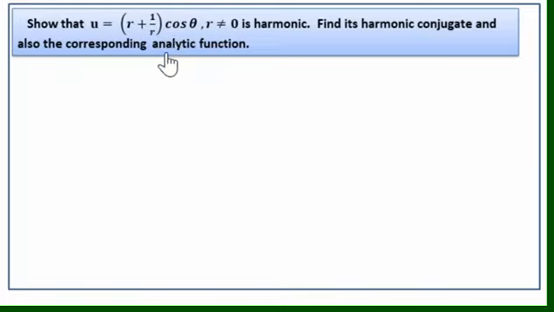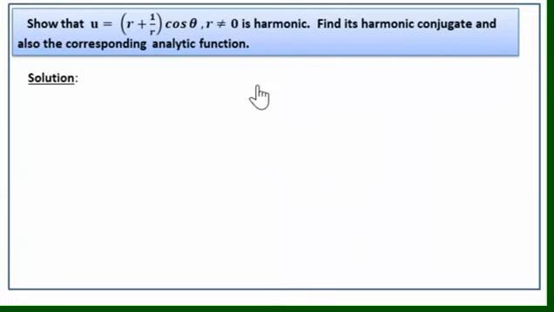Suppose the analytic function f of z is u plus iv. The real part of f of z, that is u, is given. To prove that this u is harmonic, note that u is given in terms of r and theta, so u is a function of r and theta. So u is harmonic if it satisfies Laplace's equation in polar form.